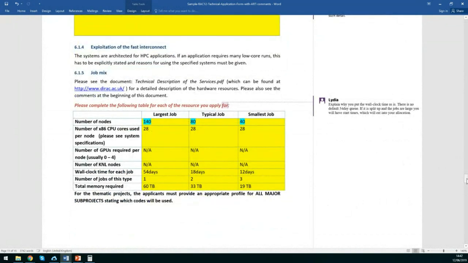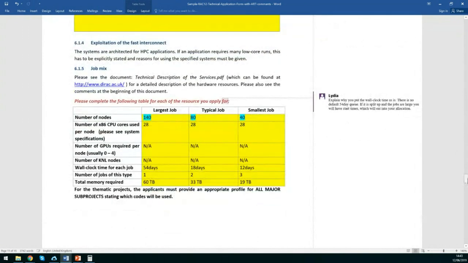If adding an extra column or just having one column or two columns suits your profile better, then modify the table to fit your needs. This is an editable document. You don't just fill in your numbers, you can edit this document, as long as you don't take any sections out, like exploitation of the fast interconnect. You really do want to give this information.